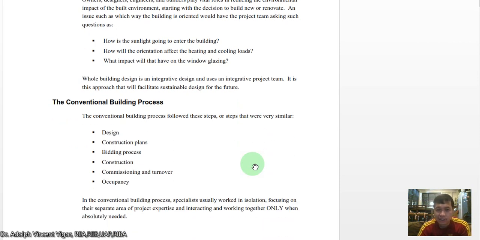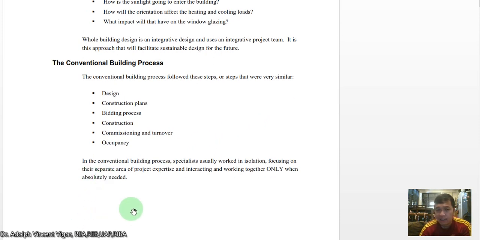So these are the conventional building process. The conventional building process follows these steps that are very similar. I think you're also familiar with this. First, we have the design. Then we have the construction plans, the bidding process, the construction, the commissioning and turnover, and finally the occupancy. So in the conventional building process, specialists usually work in isolation, focusing only on their separate area of project expertise and interacting and working together only when absolutely needed.